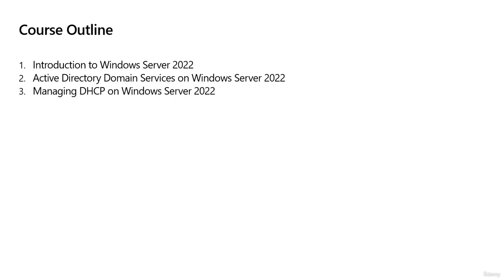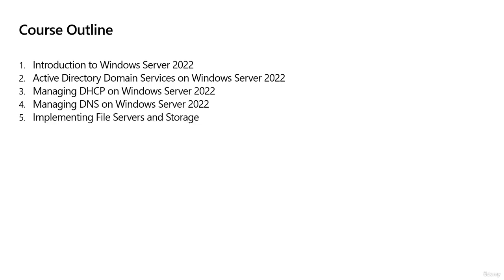Module 3 will cover the Dynamic Host Configuration Protocol, or DHCP. This is used to automatically assign IP addresses to clients on your network. In Module 4, I'll cover managing DNS, the Domain Name System. I'll cover how name resolution actually works. We will cover DNS records, zones, and other components directly related to DNS.